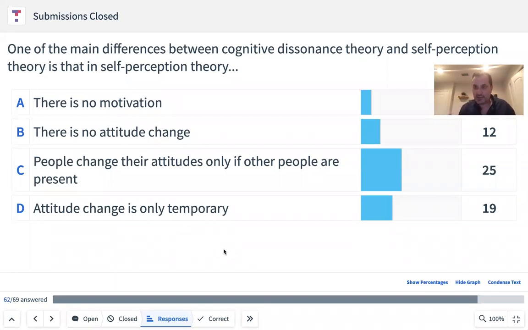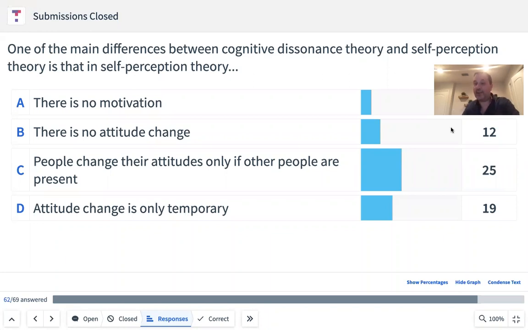But here's the issue. In cognitive dissonance theory, you experience that cognitive dissonance, and that leads you to be motivated to reduce it. In self-perception theory, because there's no cognitive dissonance, there's nothing to reduce. You're not motivated to reduce anything. You're just coming to a rational conclusion. You're not trying to come to a predetermined conclusion like you are with cognitive dissonance theory. So when I say there's no motivation, what I'm saying is there's no motivation to reduce cognitive dissonance, to reduce that negative arousal.